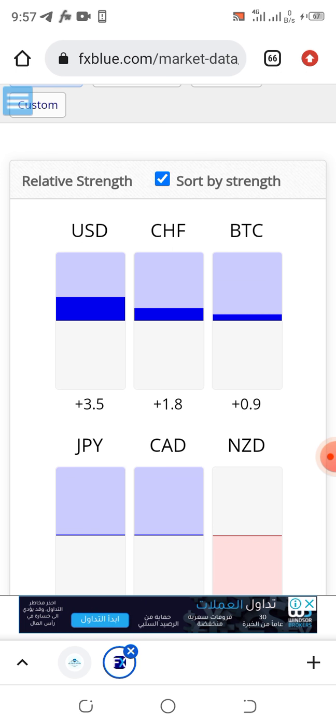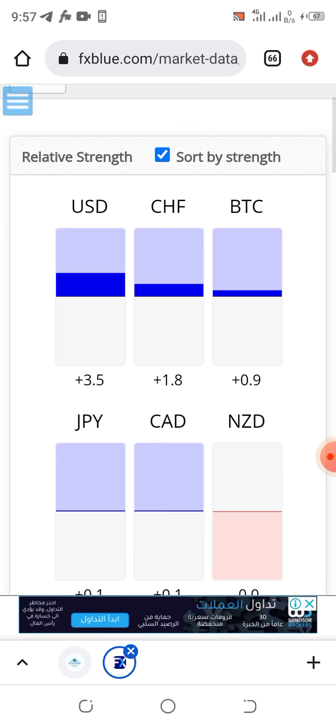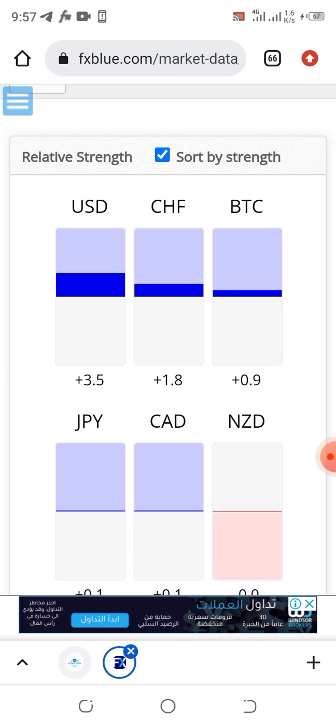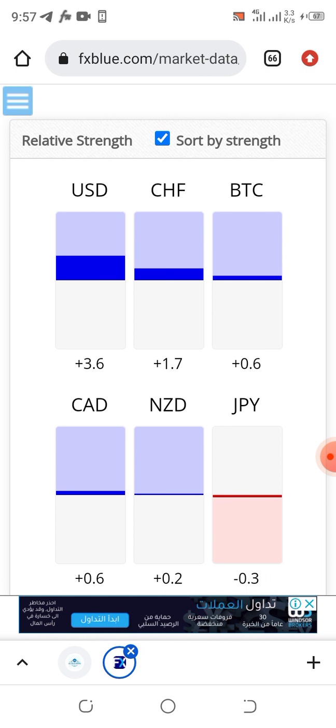Then we will look for the strong currency that we are going to use to pair it, the strong currency that is in green position here. As you can see, USD is strong with plus 3.5. At that moment of time, if you go to your market on MT4 and click on EURUSD, you click on sell, because euro is weak while USD is strong. So you are going to stake on sell, EURUSD sell.